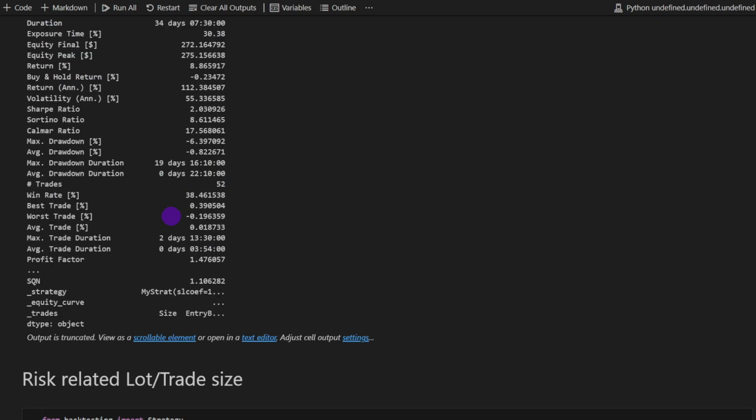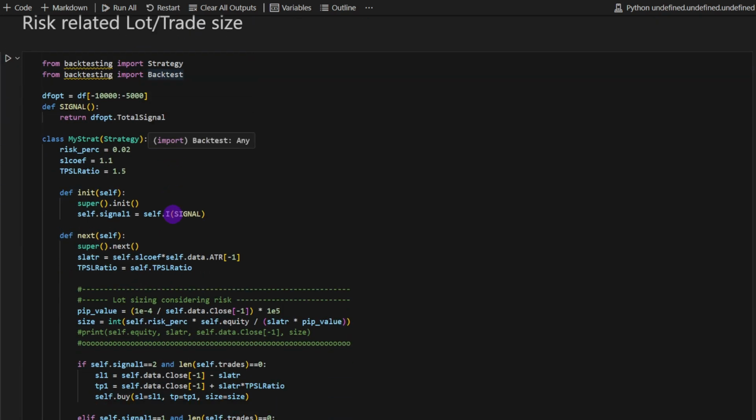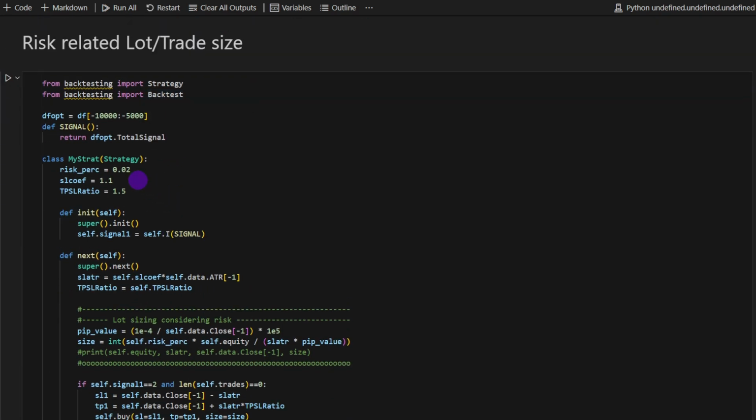Okay, now to the third and the most interesting one, where we will be taking the risk into consideration to define our lot or trade size. In this third method, we're going to define a new variable called risk percentage, and I'm going to put it at 0.02. That's the percentage of risk I want to take for each trade from my equity. So that's 2% of my equity.